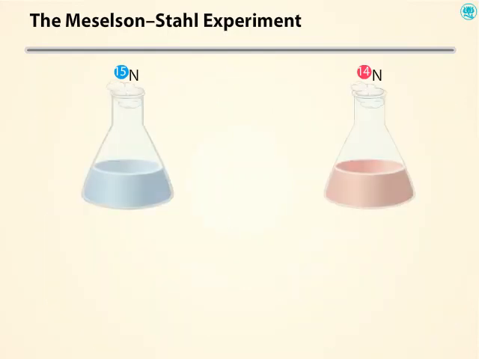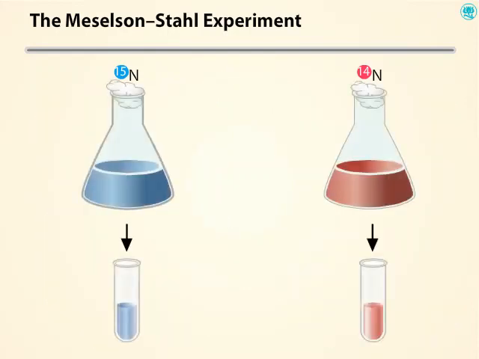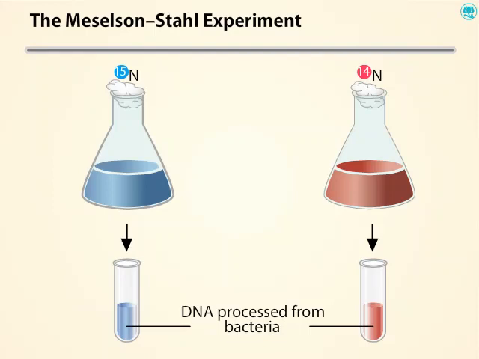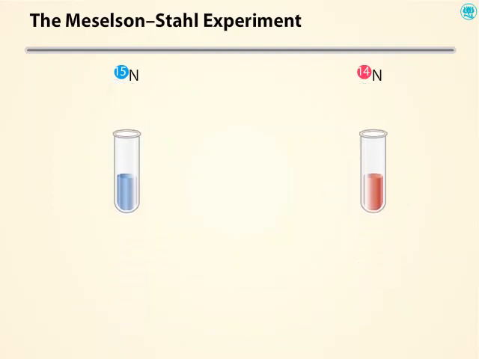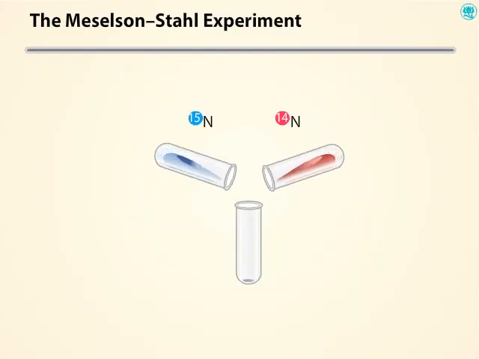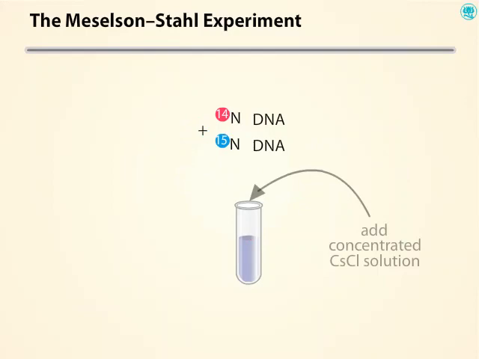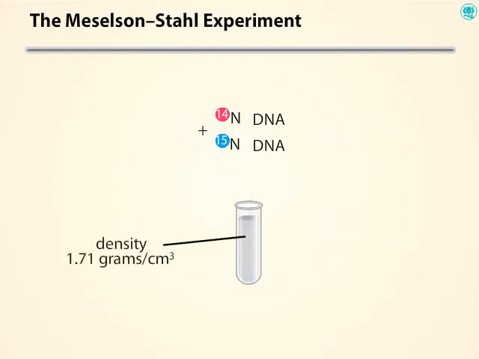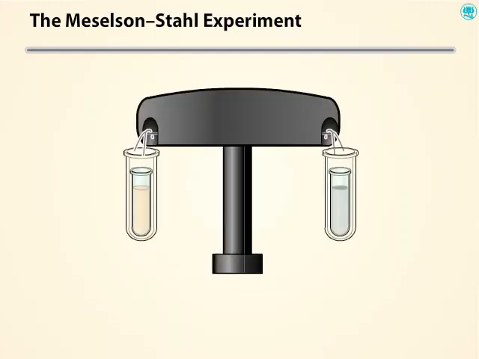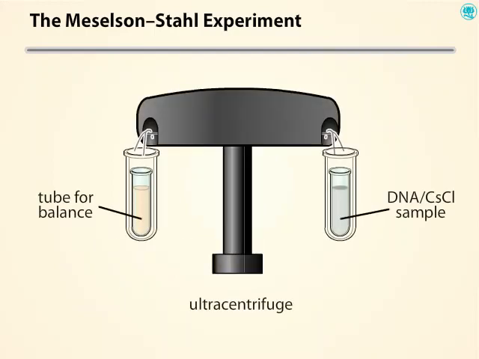The scientists took samples of each bacterial culture. They processed the bacteria to release the DNA into solution. Equal volumes of the DNA solutions were mixed together, and then this solution was mixed with a concentrated solution of the salt cesium chloride. The density of the cesium chloride was 1.71 grams per cubic centimeter, the same density as DNA. The tube was placed in an ultracentrifuge capable of high-speed centrifugation, 140,000 times the force of gravity for 20 hours.